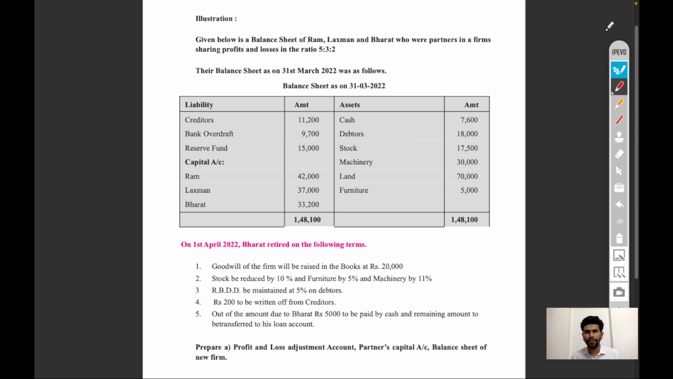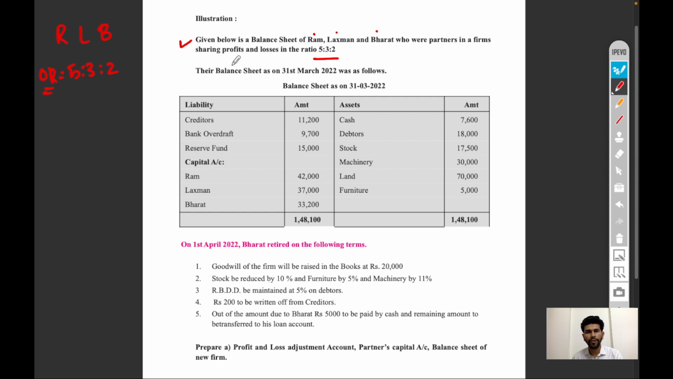Now let's start with the illustration. Given below is the balance sheet of Ram, Lakshman and Bharat, who are partners in a firm sharing profit and losses in the ratio 5:3:2. Old partners are Ram, Lakshman and Bharat, and the old ratio is 5:3:2.